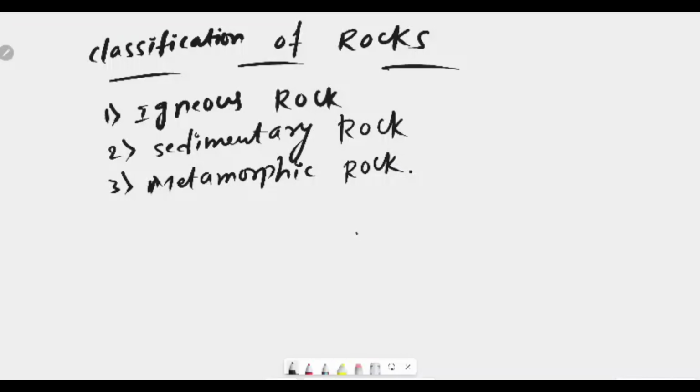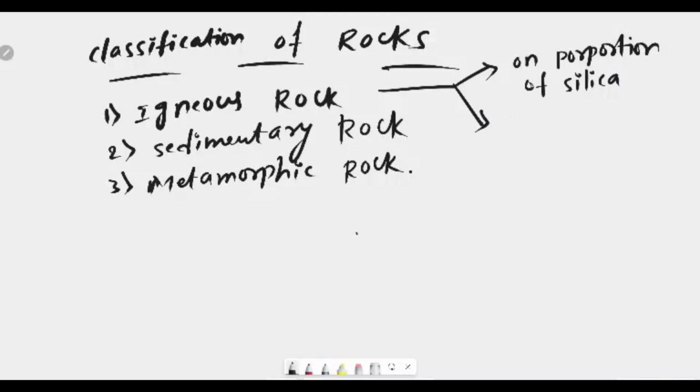In the classification of rocks, the igneous rocks have further types. On the basis of proportion of silica, there are two types, and another is on the basis of mode of solidification of magma.